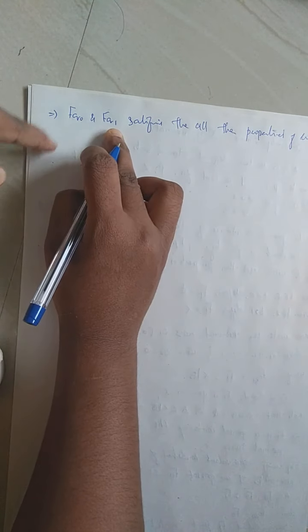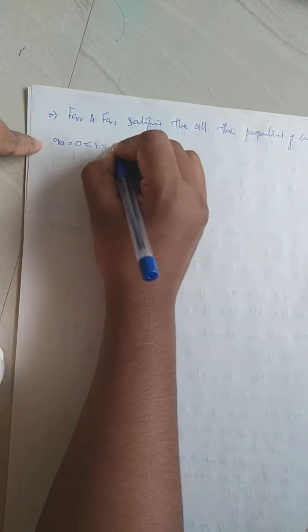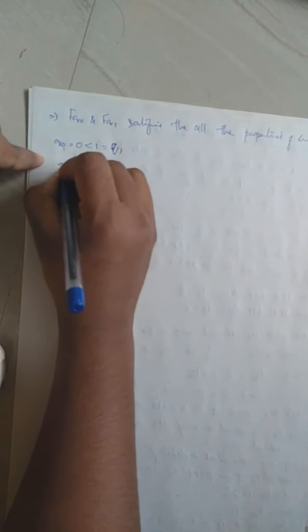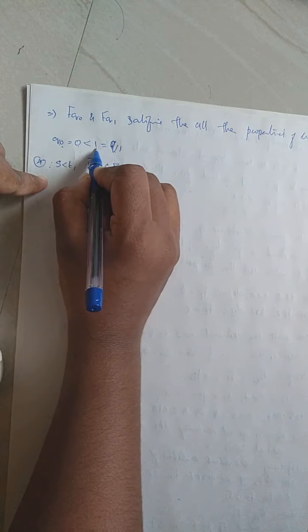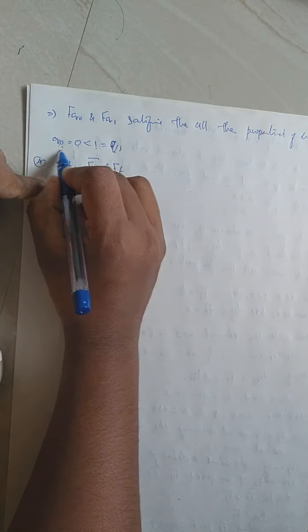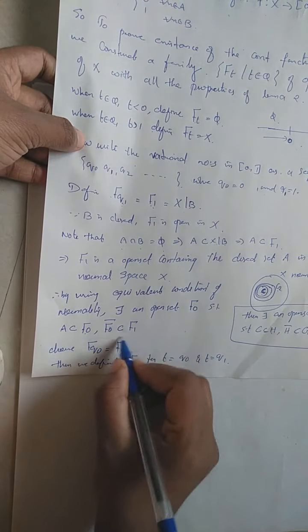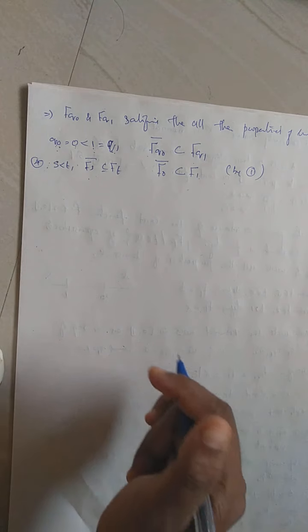Right? Because F_q0 and F_q1 are open subsets of X, and q0 equals 0, which is less than 1, and 1 equals q1. So when q0 is less than q1, we have the fourth property of the lemma: when s is less than t, the closure of Fs must be contained in Ft. Here q0 equals 0 and q1 equals 1, and 0 is less than 1. Therefore, by that property, we want the closure of F_q0 to be contained in F_q1. We have this because F_q0 is F0, and the closure of F0 is contained in F1 is true by normality. So F_q0 and F_q1 also satisfy all the properties of lemma 2.